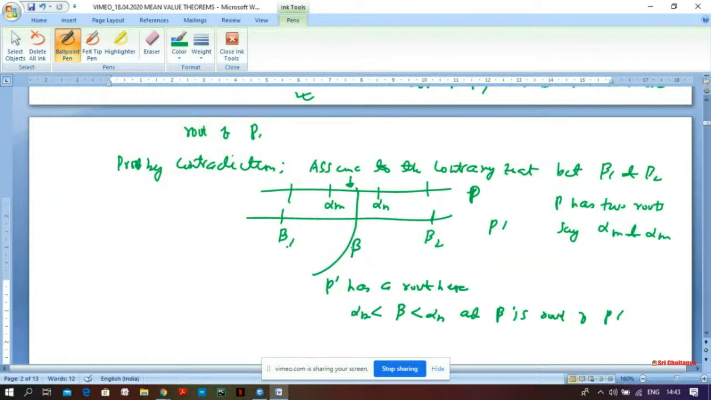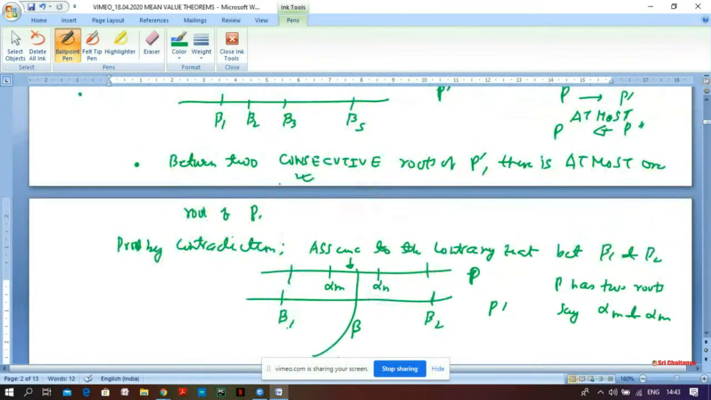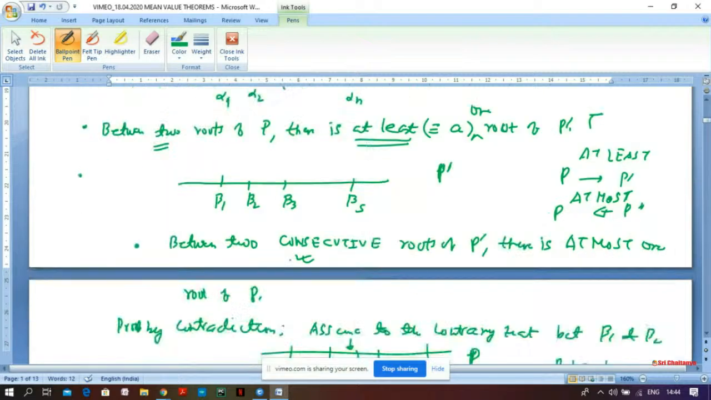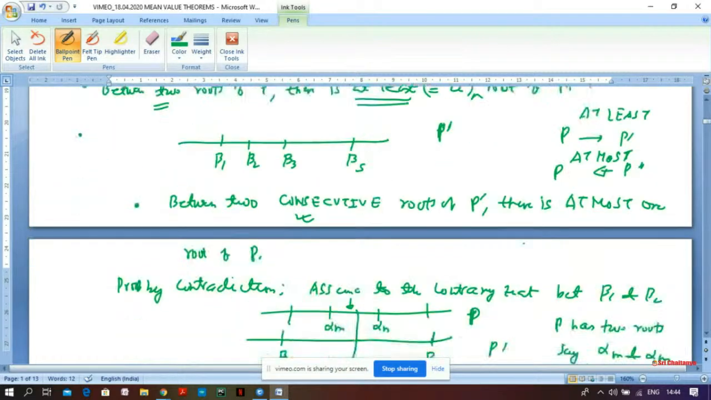So we say that between two consecutive roots of p prime, there is at most one root of p. There is no need to add the word consecutive in the other statement, because between two roots of p, there is at least one root of p prime. Of course, between two roots which are not consecutive, there will be more. So no need to stress. So this is perfectly true: between two roots of p, there is at least one root of p prime. Here you have to add it, otherwise it will be wrong. So here you are saying between two consecutive roots of p prime, there is at most one root of p.